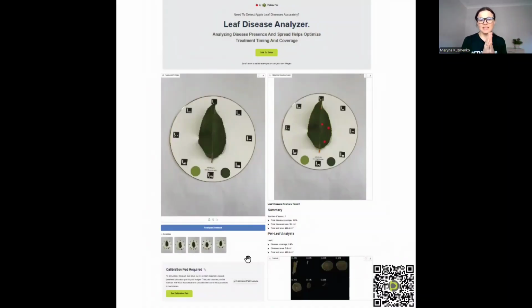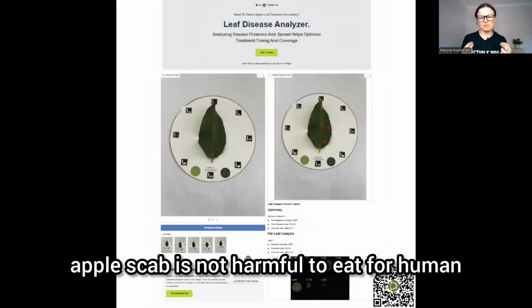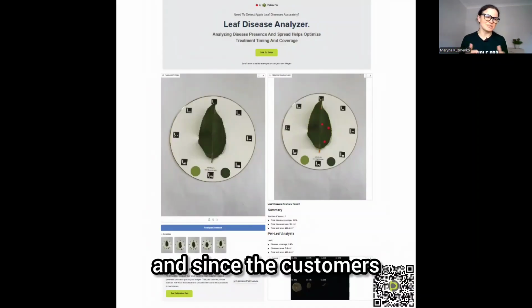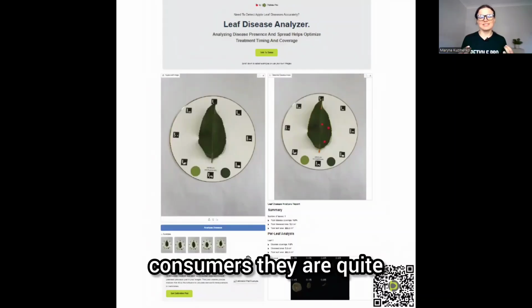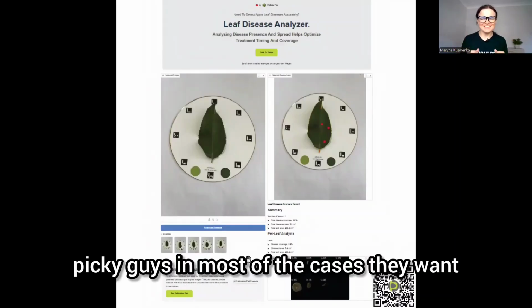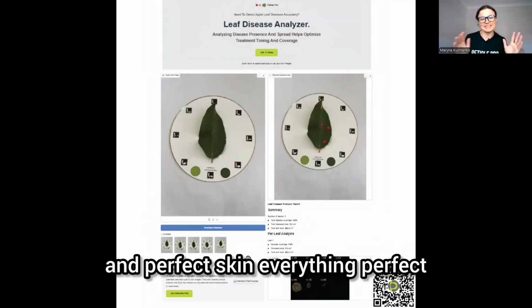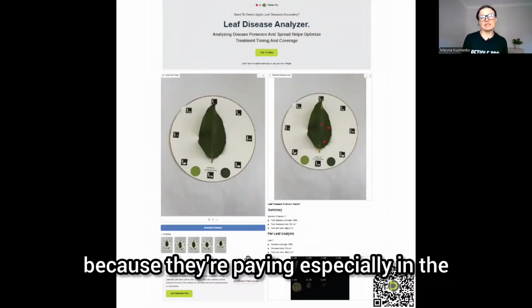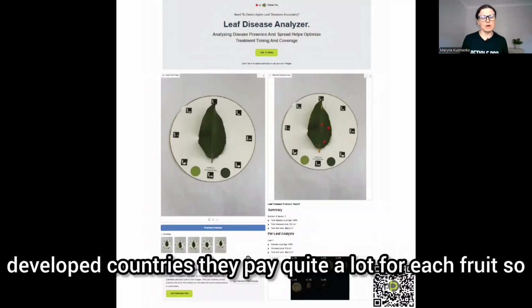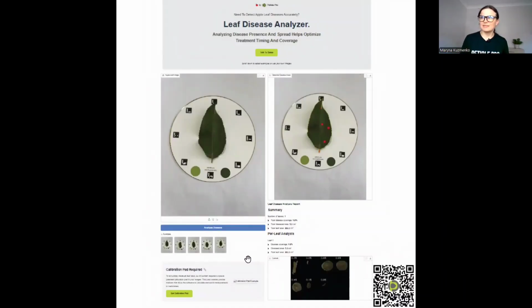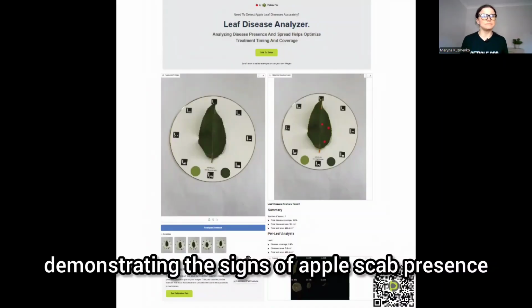And the good thing is that apple scab is not harmful for humans to eat, but the problem is the visual appearance, and consumers are quite picky in most cases. They want to see perfect shape, perfect color and perfect skin, everything perfect, because they're paying, especially in the developed countries, quite a lot for each fruit. So that's why they don't want to pay for apples which are demonstrating the signs of apple scab presence.